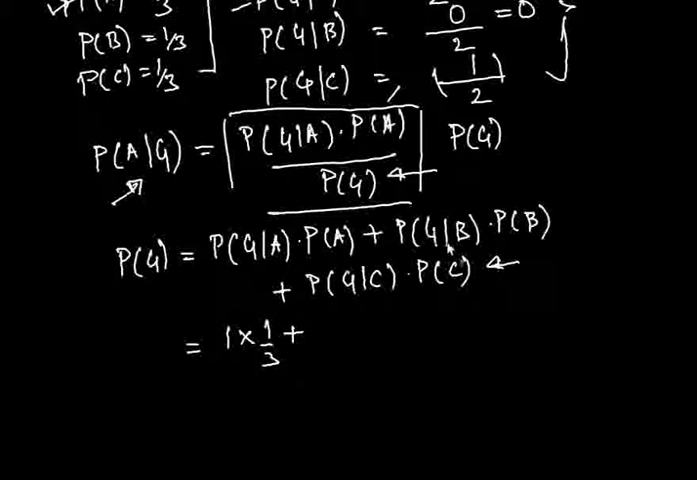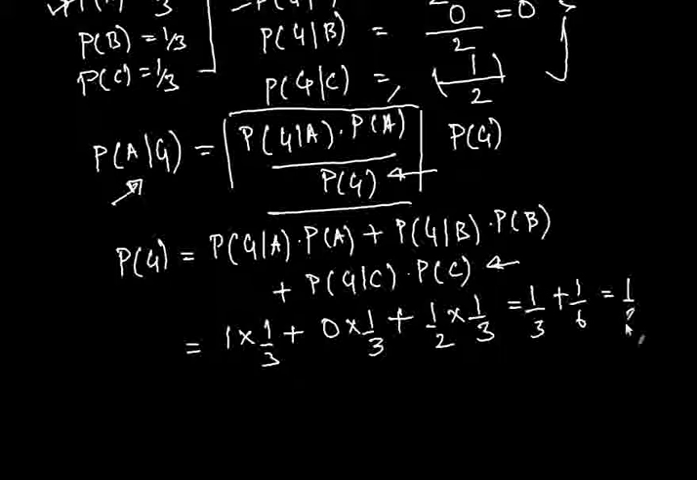Plus, what's the probability of getting a gold coin if you pick B? B has no gold coins, so 0 chance, but the probability of picking shelf B is still 1 by 3. Plus the probability of getting a gold coin given C is 1/2, and the probability of actually picking shelf C is 1 by 3. So if I just add this up, this is equal to 1 by 3 plus 1 by 6, and this turns out to be half.